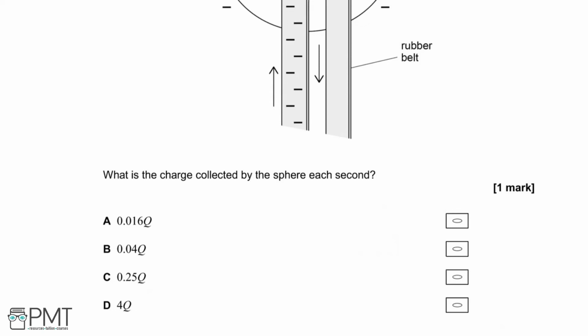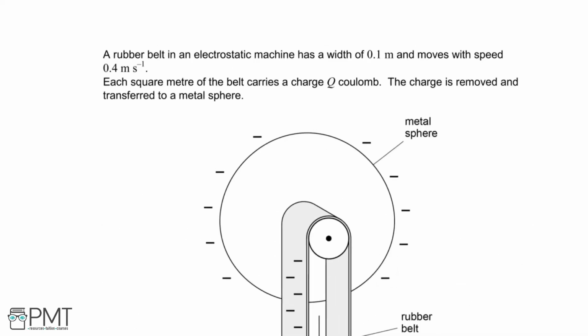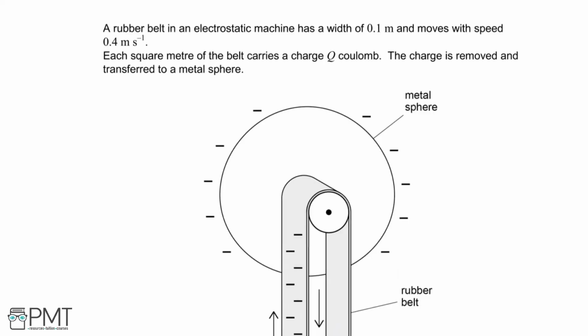So let's go back to the first part of the question. You'll notice here that it says each square meter of the belt carries a charge of Q coulombs. Now we want to know how much area of belt passes through every second, because then we can make that a proportion of that value of Q. Now, in order to work out the amount of area that moves through per second, we want to multiply the length that moves through per second by the width.